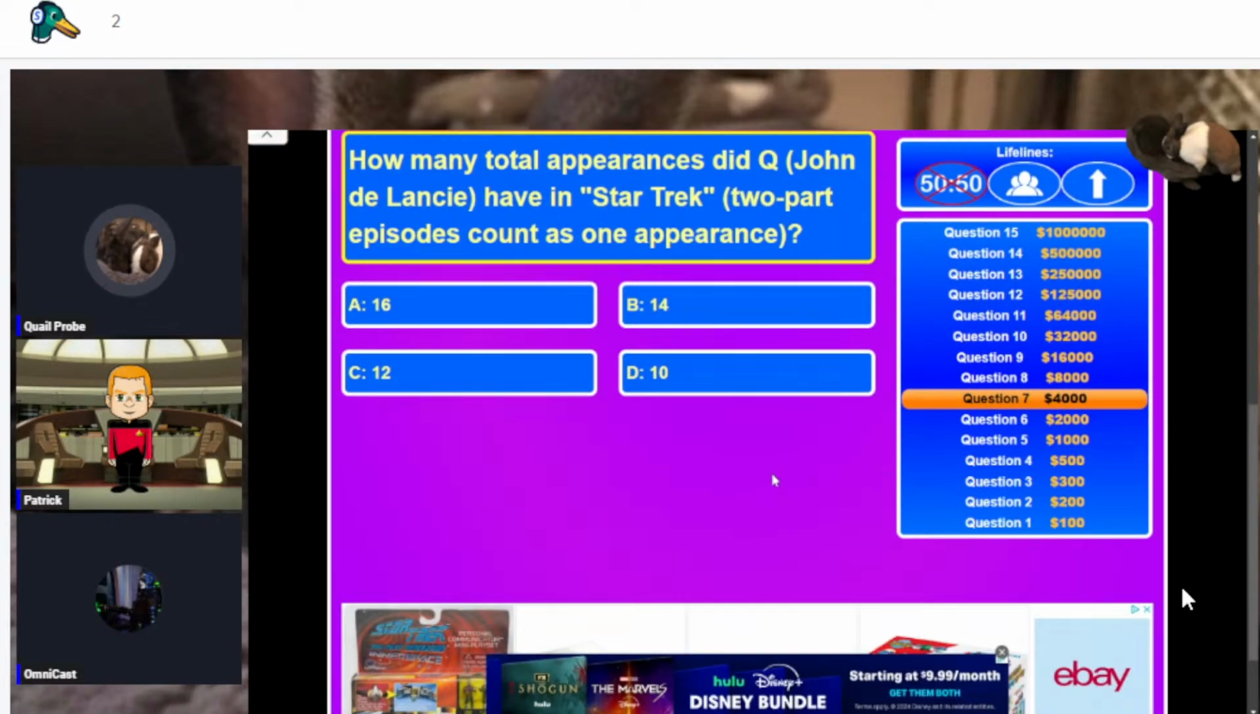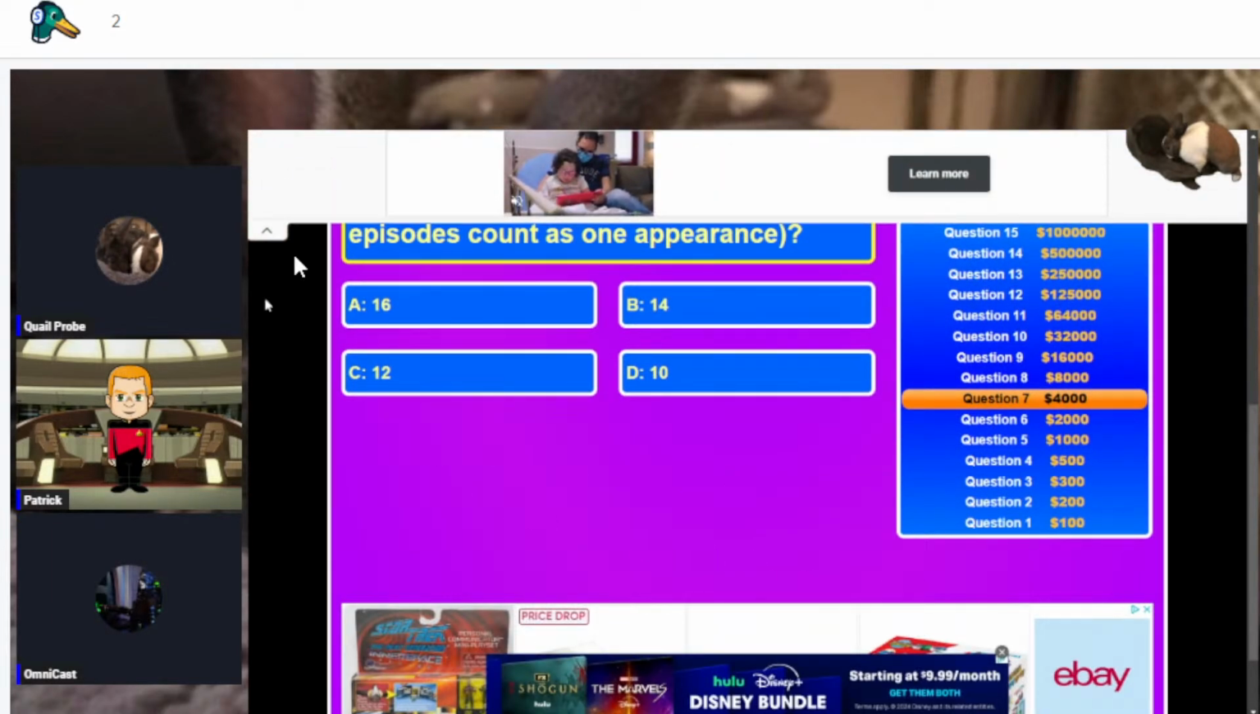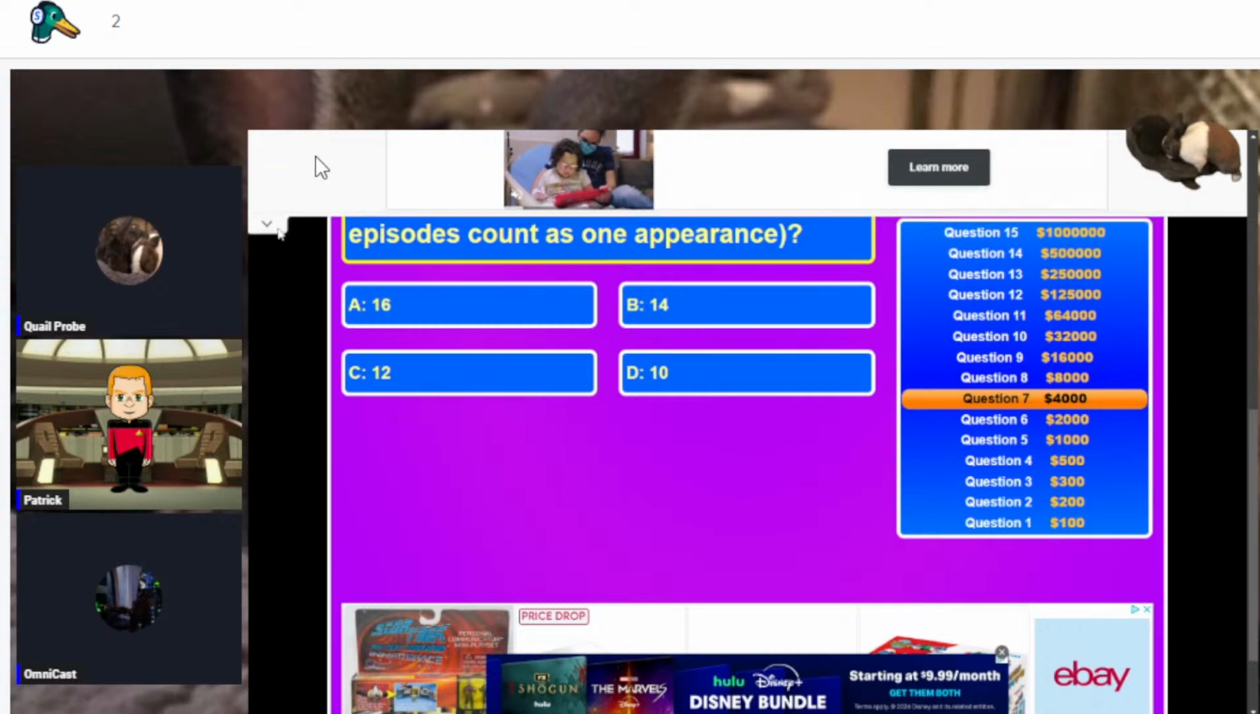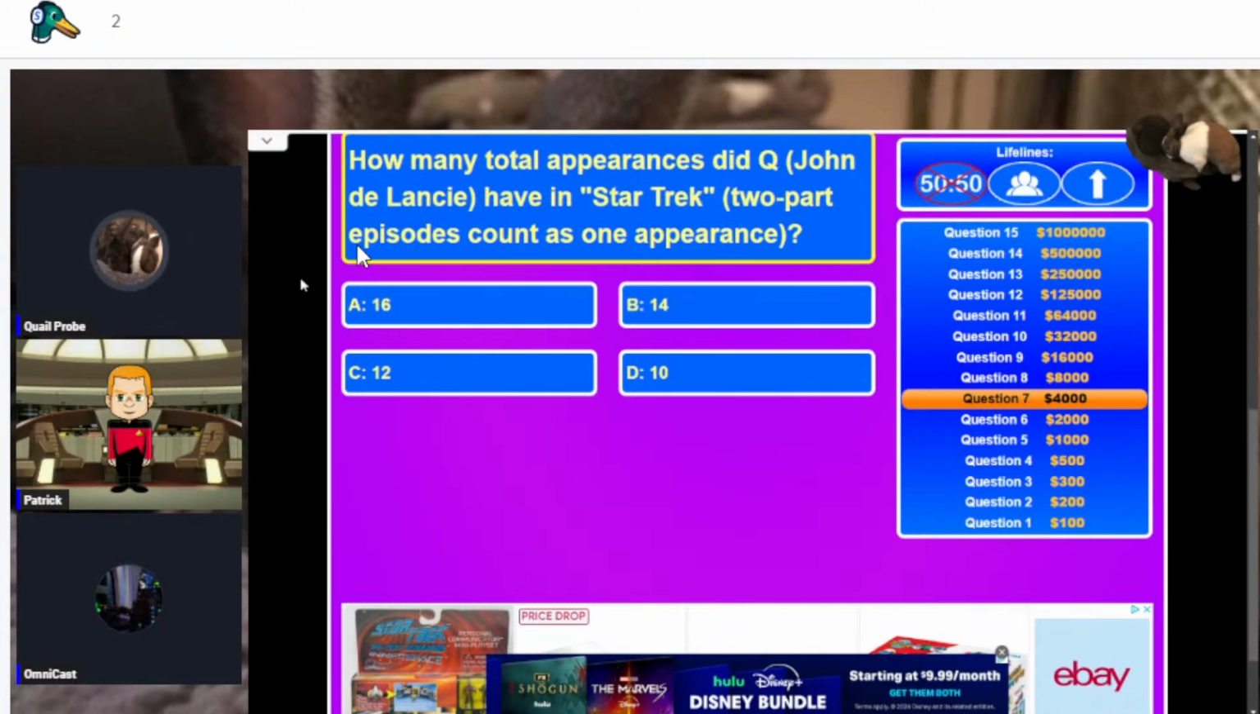For 4,000 points. Oh my god. How many total appearances did Q, John de Lancie, have in Star Trek? 2-part episodes count as 1 appearance. A, 16, B, 14, C, 12, D, 10.